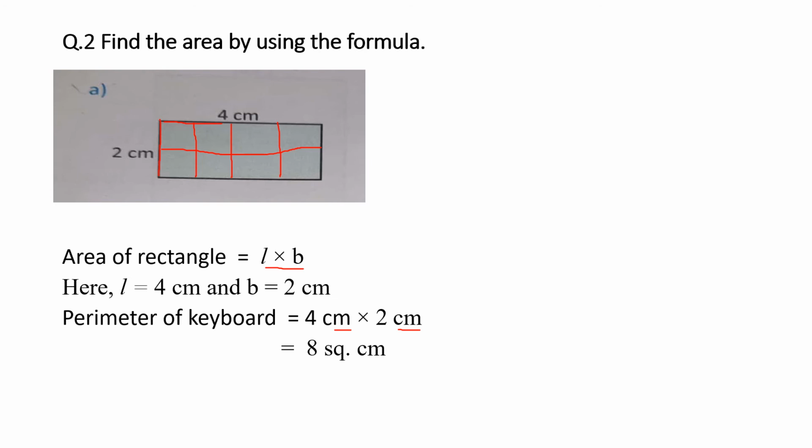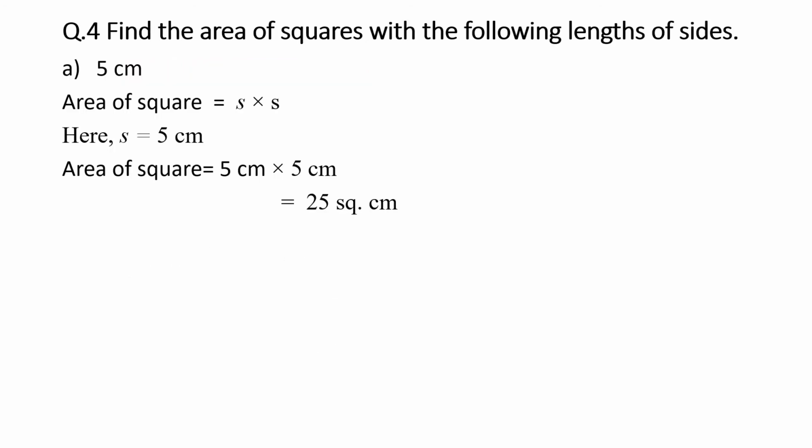Next one, find the area of a square with the following length of side. 5 centimeter. Area: in a square, we know all sides are equal. So if this side and this side are equal, side into side is the formula for finding the area of a square. 5 into 5 will give you 25 square centimeter.